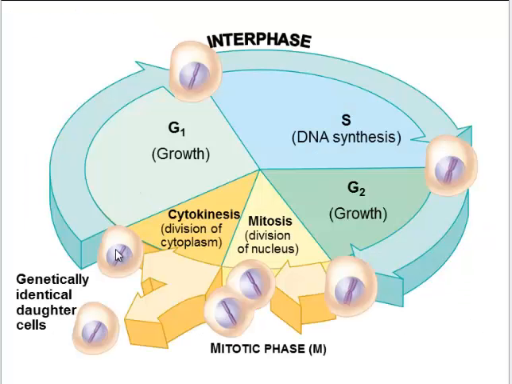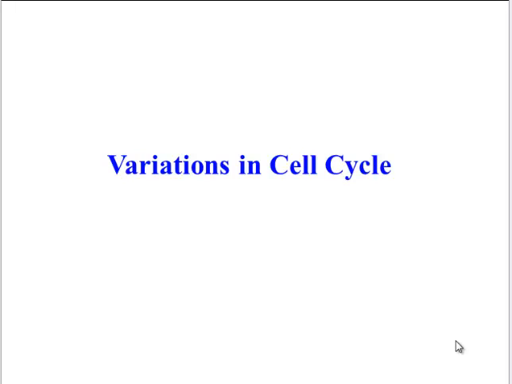So to sum up, a cell grows during G1, copies all of its DNA during S, grows a little bit more during G2, and then the nucleus divides during mitosis, and then the cytoplasm, the rest of the cell, divides during cytokinesis. Now, it's important to note that not all cells follow the cell cycle in the same way.